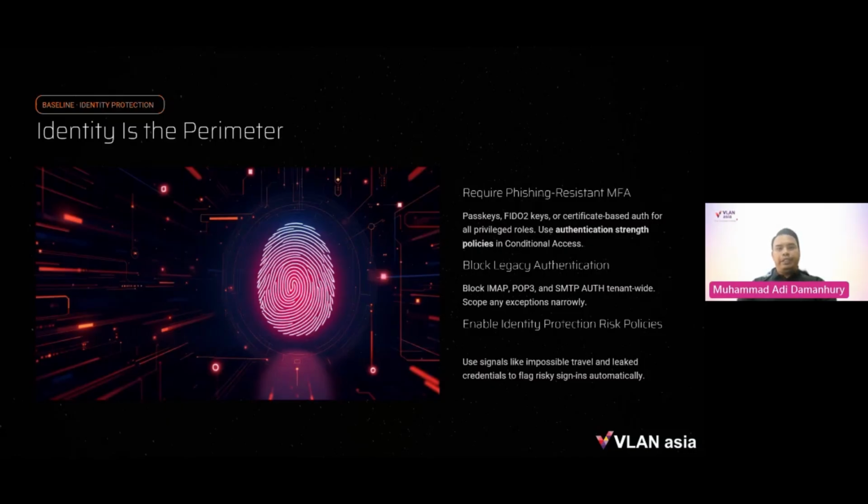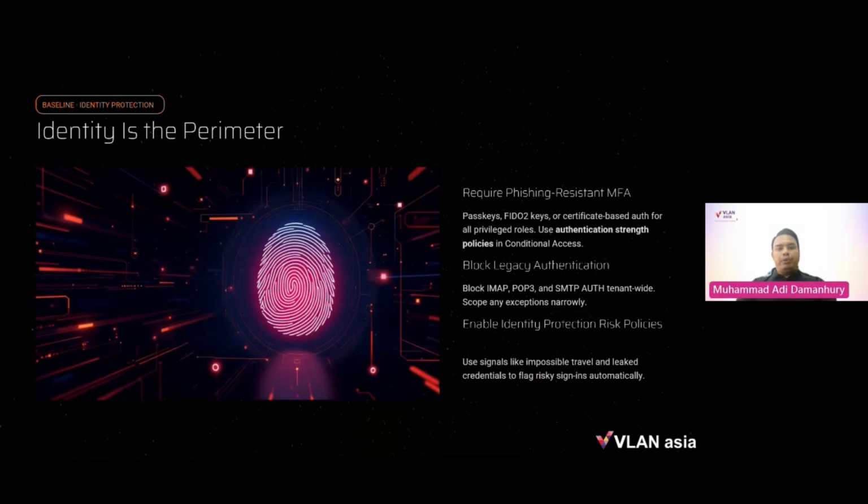Use authentication strengths in conditional access. Entra ID lets you define authentication strength policies that specify which MFA methods are acceptable for different scenarios. Use them to enforce phishing-resistant methods where it matters most. You can also block legacy authentication protocols. Create a conditional access policy that blocks legacy authentication for all users. If exceptions are genuinely needed, scope them narrowly and review them regularly.